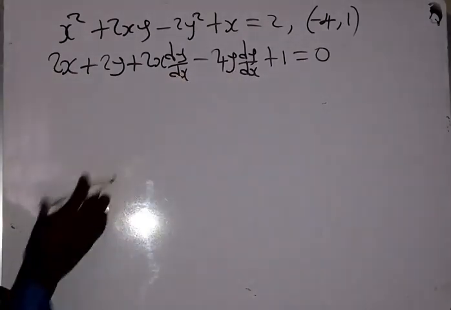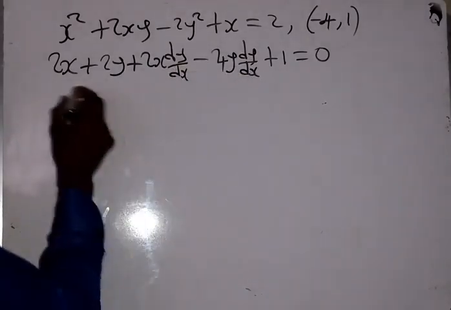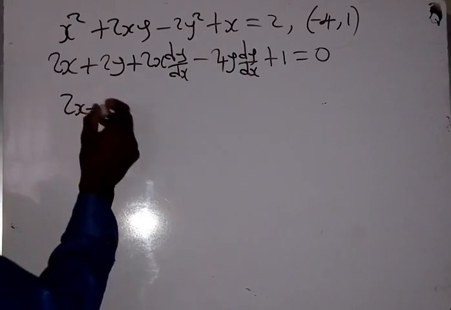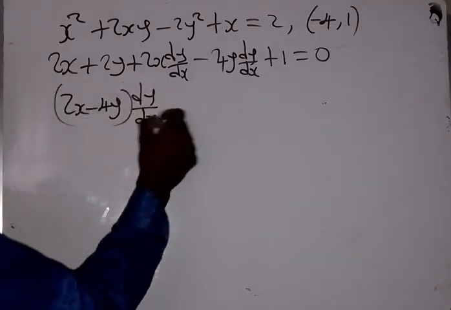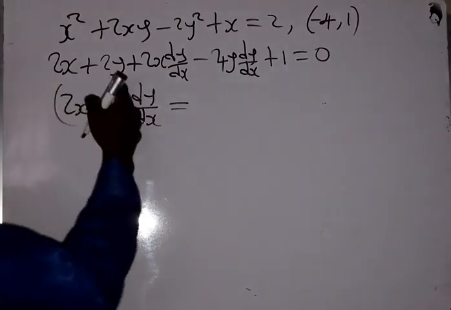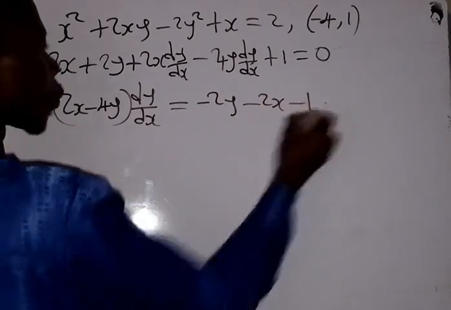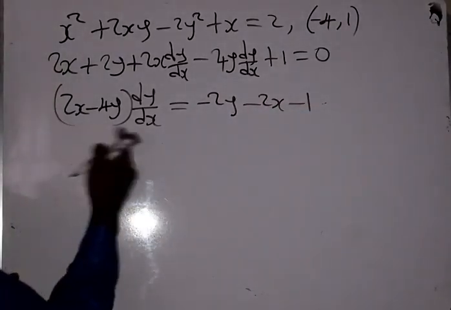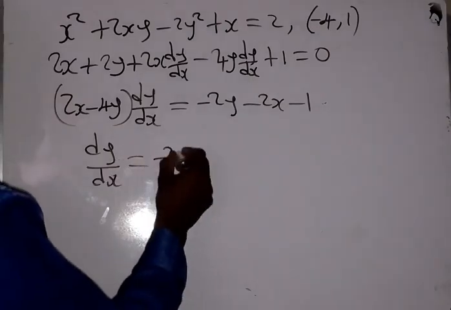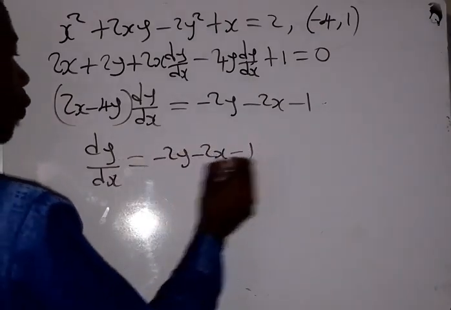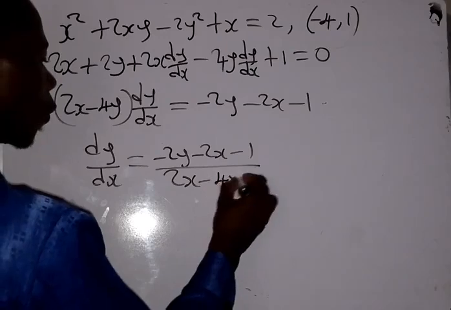We'll bring the terms with dy dx closer, so that dy dx, when we factor it out, we'll have 2x minus 4y all in bracket dy over dx equals to, take this to the other side, you have minus 2y minus 2x minus 1. So we can divide both sides by this, so that we have dy all over dx is equals to minus 2y minus 2x minus 1 all divided by 2x minus 4y.